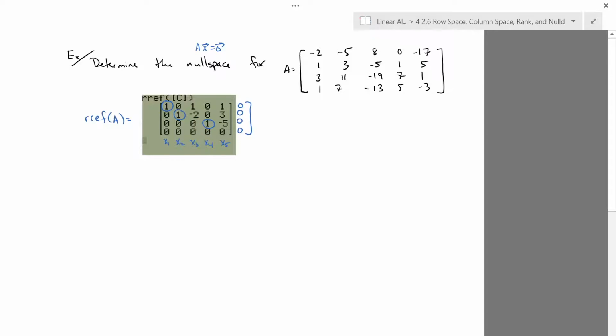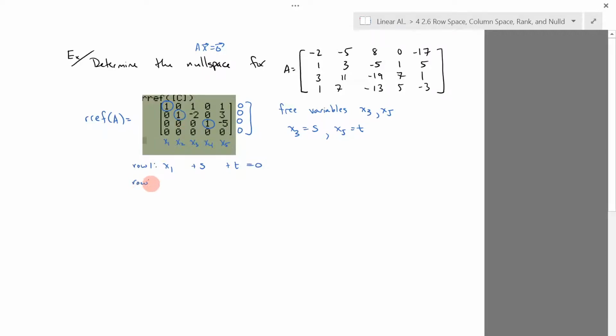So we need to determine the free variables. You see that the leading ones occur in columns 1, 2, and 4, so the free variables are for columns 3 and 5. That's x3 and x5. We can introduce parameters. I need two parameters, let's say s and t. Now for x1, x2, and x4, we translate the rows into equations. Row 1 says x1 plus x3, which is s, plus x5, which is t, equals 0.